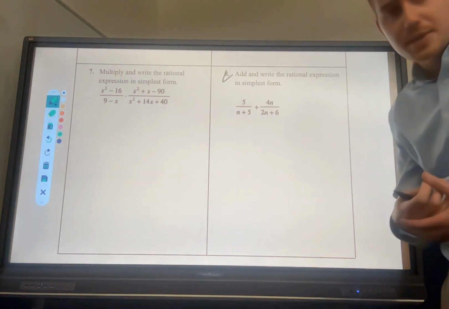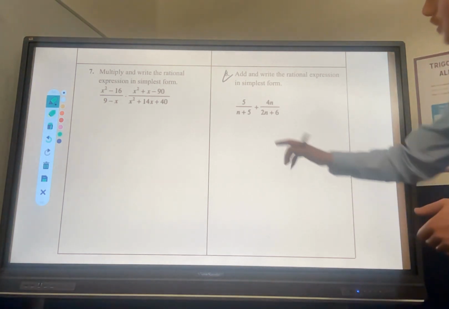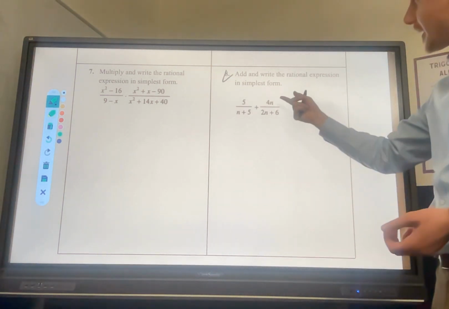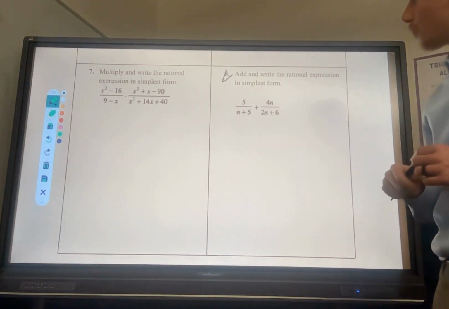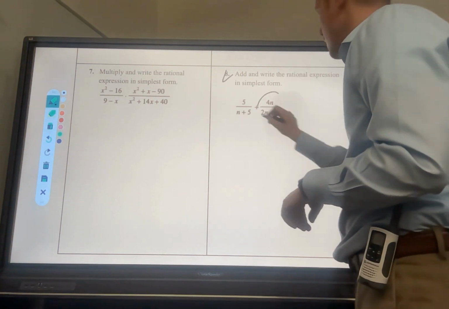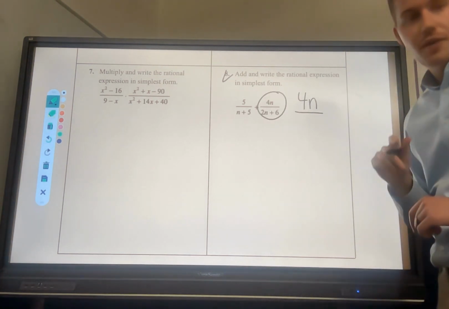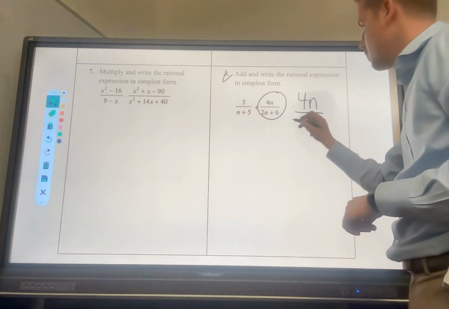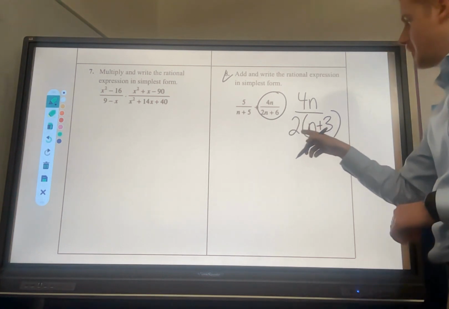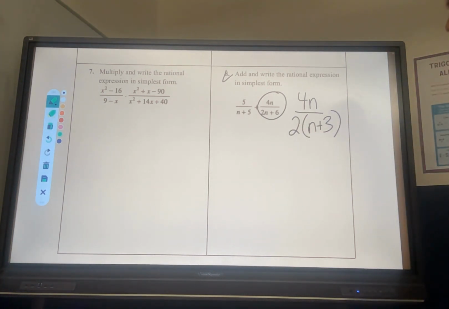Before we jump into the common denominator, let's go ahead and do just a little bit of simplification, make our life easier. So 5 over n plus 5, there's nothing I can really do there. But I can simplify this 4n over 2n plus 6. So let's go ahead and do that. So I can simplify this because I can factor out or divide out by 2 in my denominator here. And I'm left with n plus 3. So 2 times n plus 3.